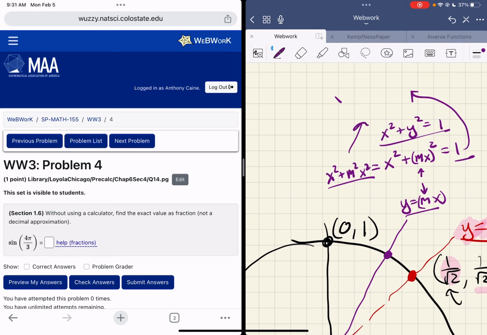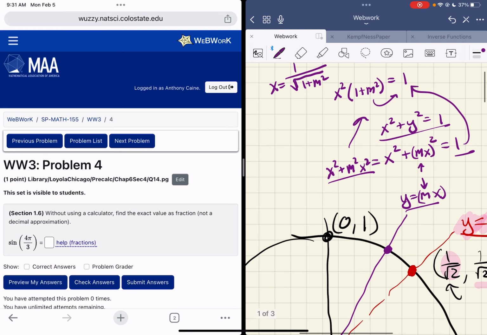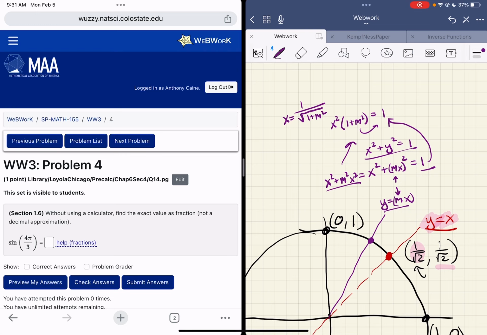So if I factor out the x squared, then on the left-hand side, I have 1 plus m squared. And on the right-hand side, I have 1. And now we can solve for x. It's going to be, I'm going to write it like this, actually, 1 over the square root of 1 plus m squared, okay? I divided this over, and then I took the square root, okay? So now we know, given a slope, what this spot has to be, okay?